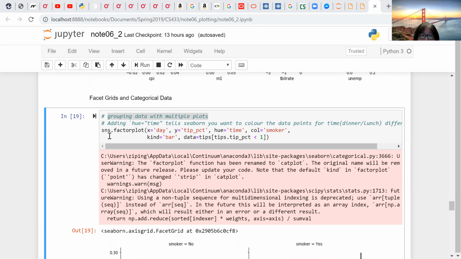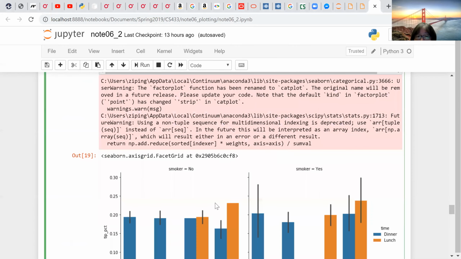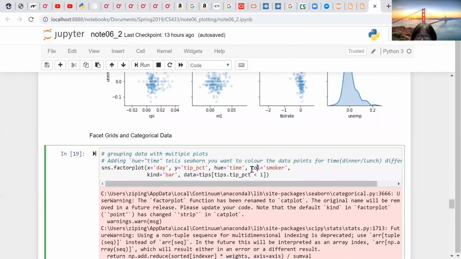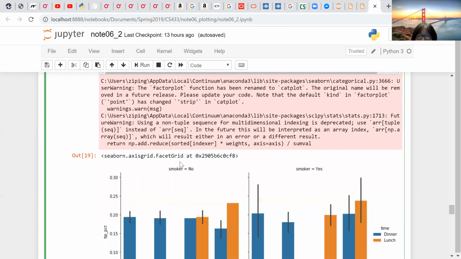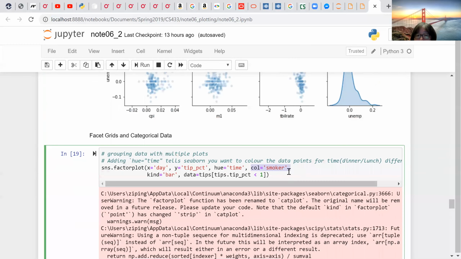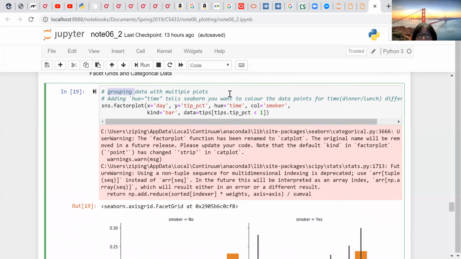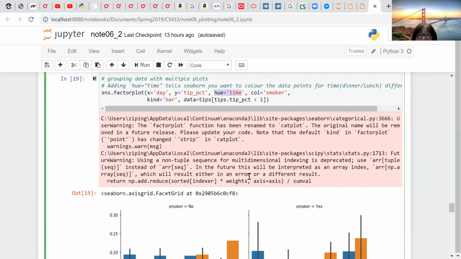And to achieve this, you can call the factor plot method. As usual, you select the X and Y axes. And the column is regarding smoke. Here, what is the column? It's not about the data column. Here the column is regarding the plotting column. The plotting column is regarding smoking and non-smoking, so it can group the data. And the hue. What does the hue mean?